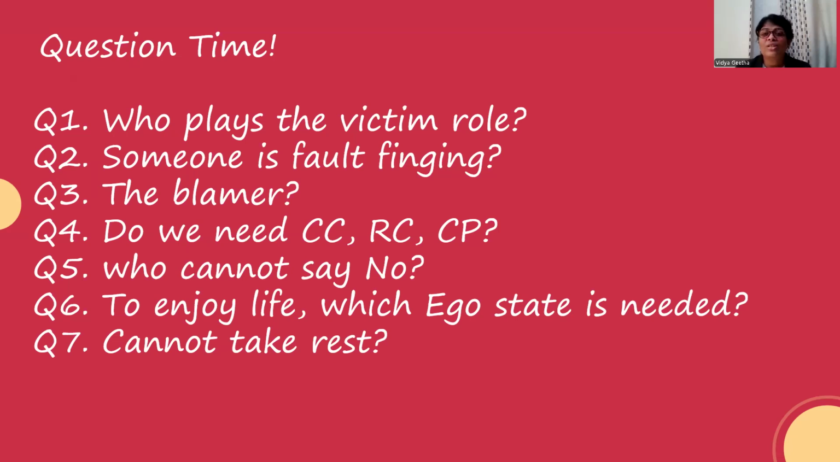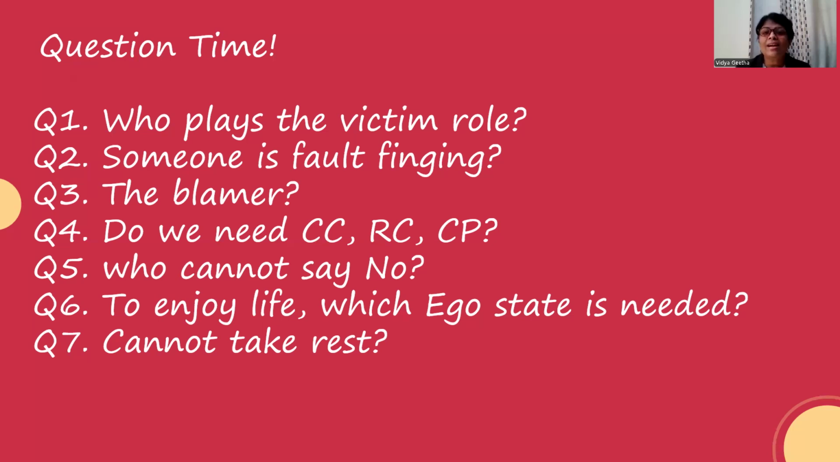Even if it's not a child, we are talking about the adult who is playing the victim role, which means they are stuck in their compliant child ego state. Someone is fault finding. Who does that? Who is pointing a finger and blaming, fault finding, criticizing, being judgmental? It is a controlling parent. The blamer, of course, a controlling parent.